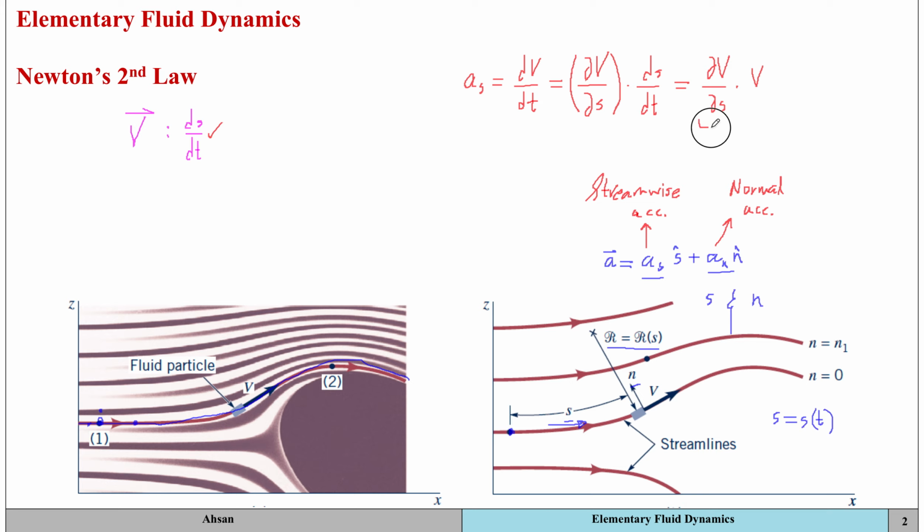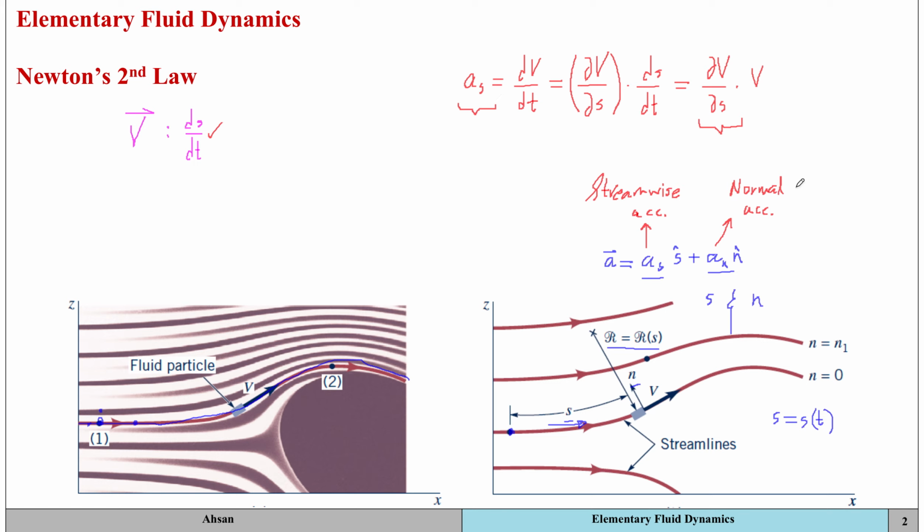Now this component here can be positive, it can be negative, it can be zero as well. So that means that the streamwise acceleration, AS, can be positive, which would be acceleration. It can be negative, which would be deceleration, and it can be zero, which would be constant speed.